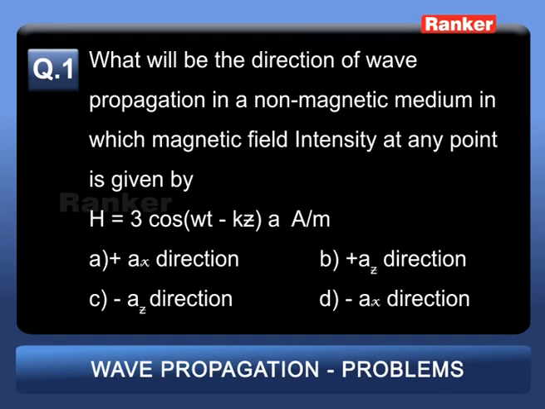What will be the direction of wave propagation in a non-magnetic medium in which the magnetic field intensity at any point is given by H = 3 cos(omega t minus kz) ax ampere per meter? Option A, positive x direction. Option B, positive z direction. Option C, negative z direction, and option D, negative x direction.